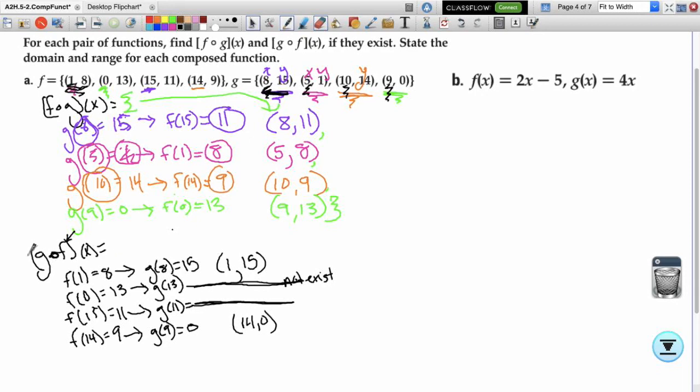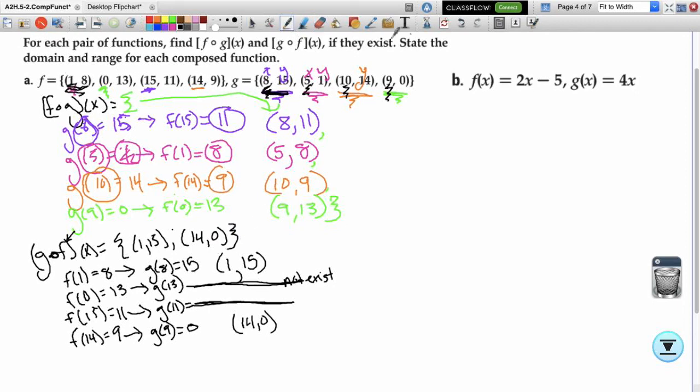So that means this composition of functions actually only has 2 coordinate pairs, okay? Because this one and this one were not possible. So we do our curly brackets, 1, 15, and 14, 0. So that's our relation.